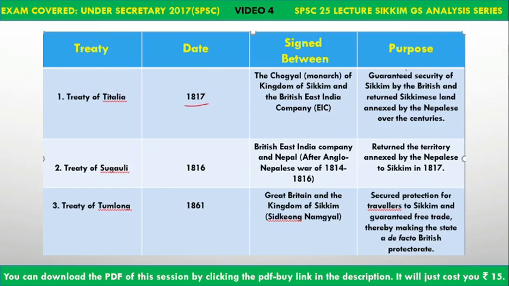The purpose of this treaty was guaranteed security of Sikkim by the British and returned Sikkimese land annexed by the Nepalese over a century. The third treaty, that is the Treaty of Tumlong, was signed in 1861. So please remember the date. First 1816, then 1817, and then in the year 1861 the Treaty of Tumlong was signed between Great Britain and the Kingdom of Sikkim. Who represented the Kingdom of Sikkim? It was Sikkim Namgyal, the then Chogyal of Sikkim. What was the purpose? It secured the protection for travelers to Sikkim and guaranteed free trade, thereby making the state a de facto British protectorate.